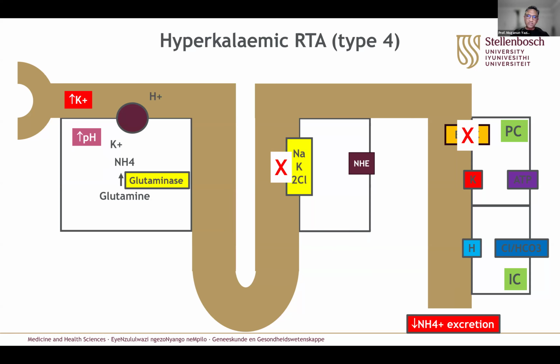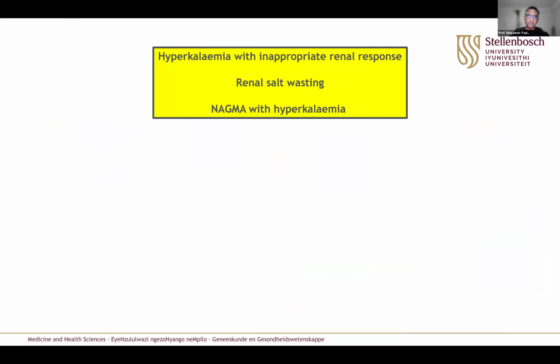So this is thought to be the mechanism for the low ammonium excretion in patients with hyperkalemic RTA or type 4 RTA. But as I've mentioned, it's most likely a consequence of hyporeninemic hypoaldosteronism. So again, we end off with hypoaldosteronism or a state of hypoaldosteronism.